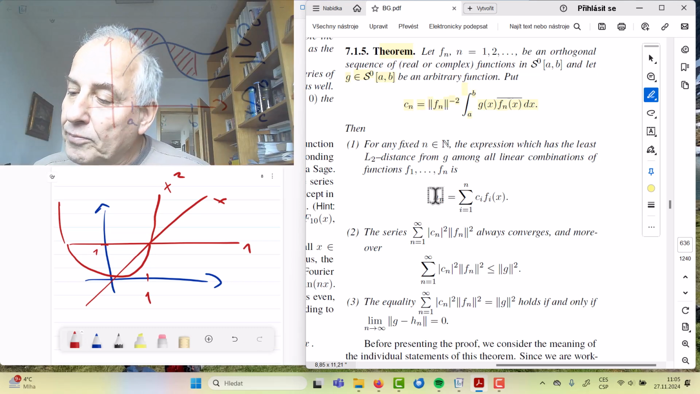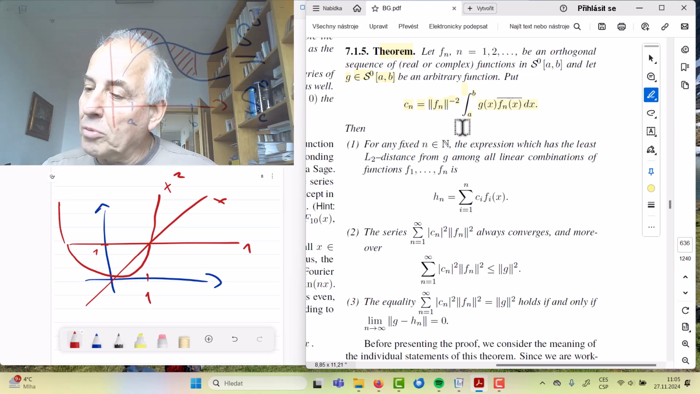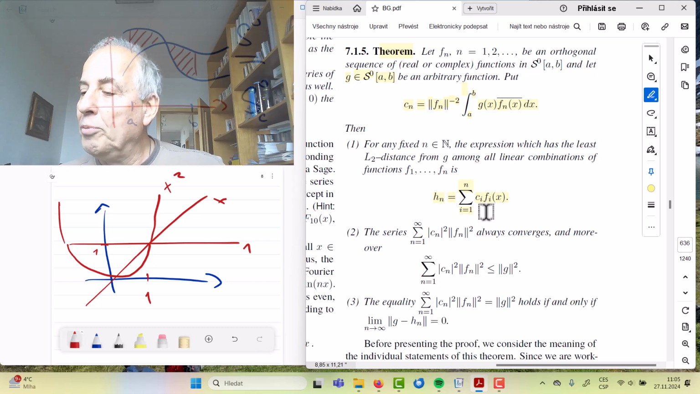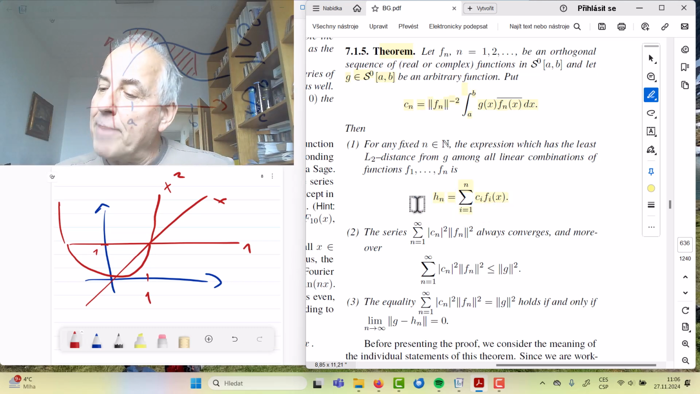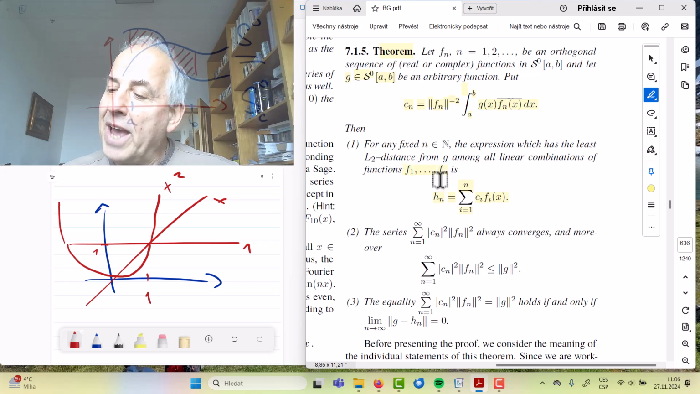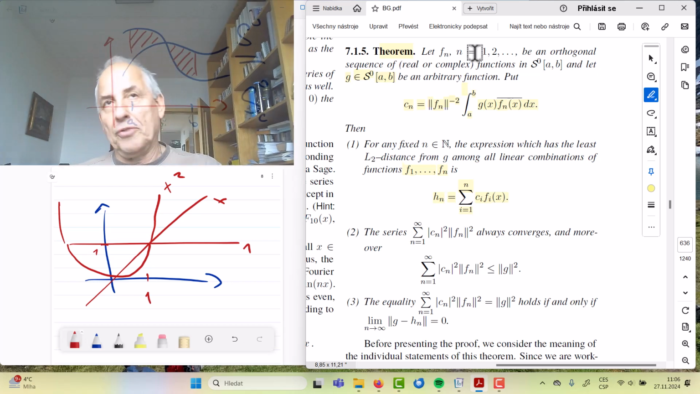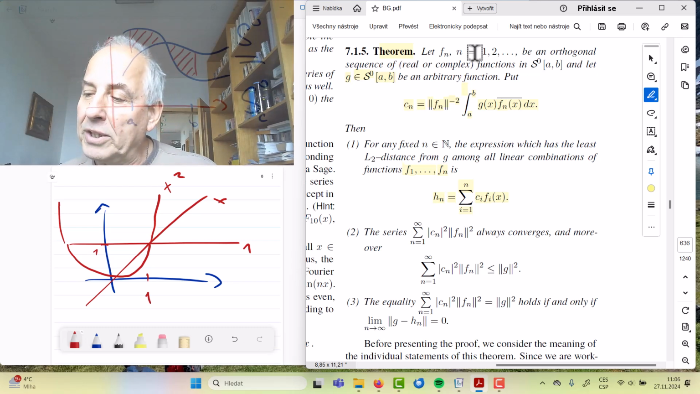And now what we get is that automatically the partial sum of the series we deal with will be exactly the best approximation which is obtainable from the first n functions in the orthogonal system. So this is the first thing. We can't do any better than this in terms of the chosen norm, the L2 norm, right?